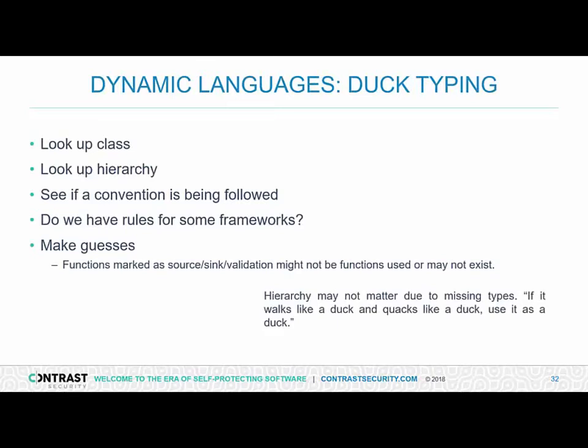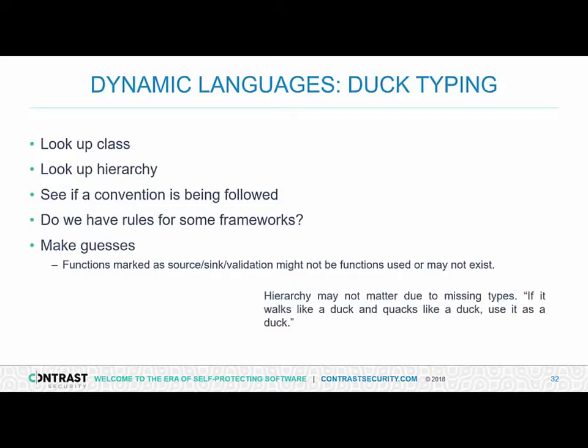Now it also becomes a little more difficult in the context of dynamic languages, because of something they do that's called duck typing. In statically typed languages, you generally look up a class, you look up a hierarchy. But in duck typing languages like Python or Ruby or JavaScript, there isn't necessarily a clear hierarchy, so you have to look at the convention of how things are used. The term duck typing came from the idea that if it looks like a duck and it quacks like a duck, then you should let it act as a duck.